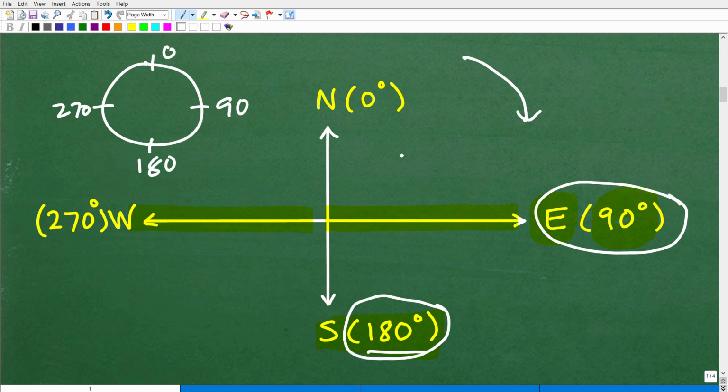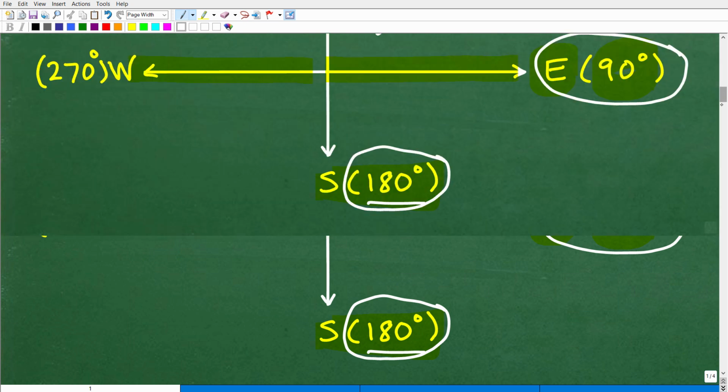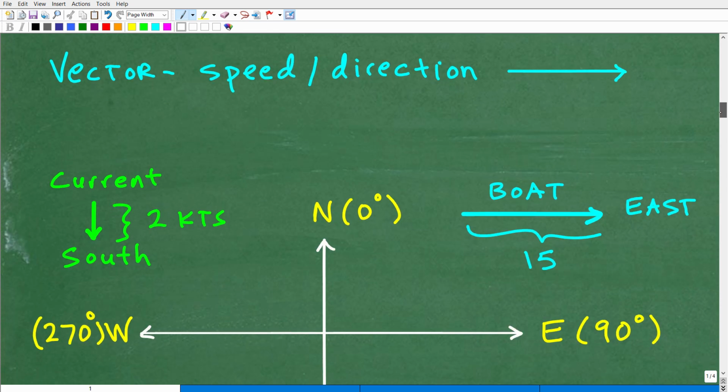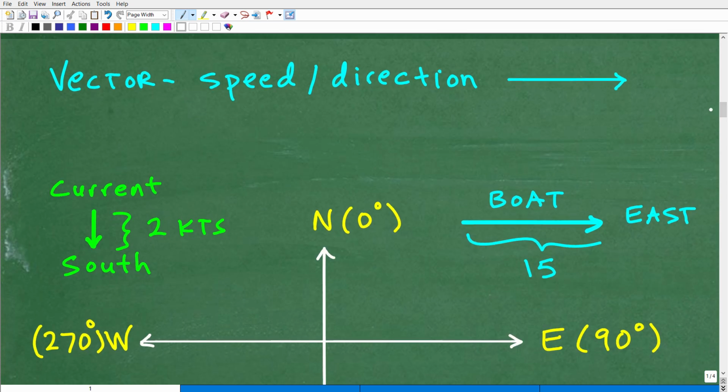So what we have to do now is put this information on this plot. So let's go ahead and do this now. Okay, so again, a vector is an arrow. I'm speaking in loose language here.